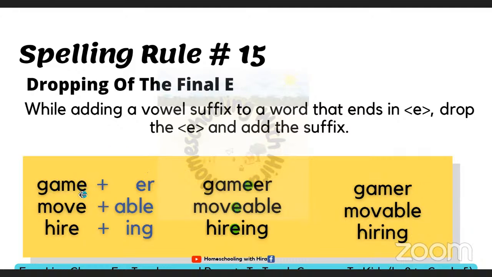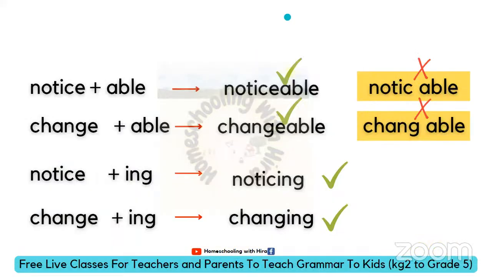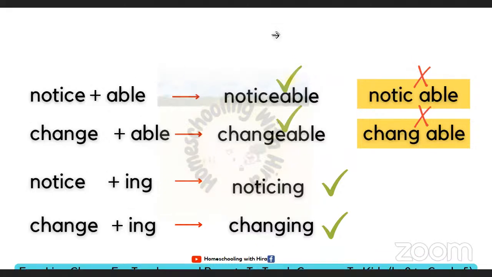If you have a silent final E, remove it and add the suffix. But here is a little twist. If your word has a soft C at the end, notice, this E is making C soft, okay? And you have a suffix that begins with anything other than E, I, or Y, you will keep this E here. Because if you drop this E, your word will be noticable instead of noticeable.